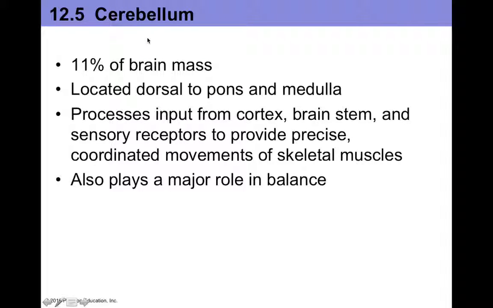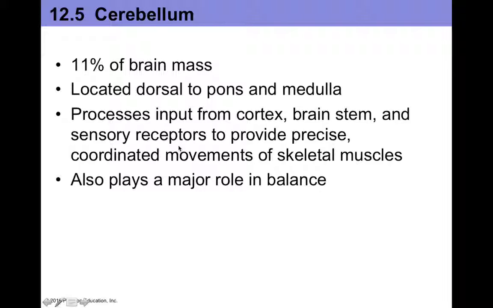Alright, so in this video we're going to talk about the cerebellum or hindbrain. Now what's fascinating about the cerebellum is that it's only 11% of your brain's mass, but it has about 2/3 of your brain's neurons. So it processes input from your cortex, brainstem, and sensory receptors.